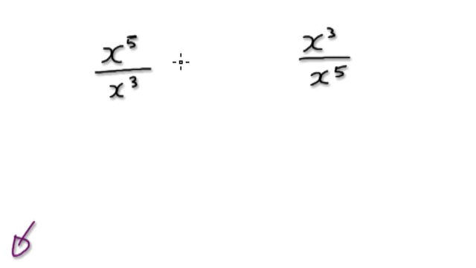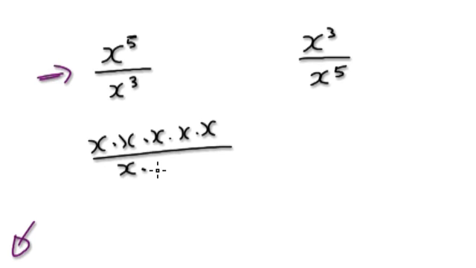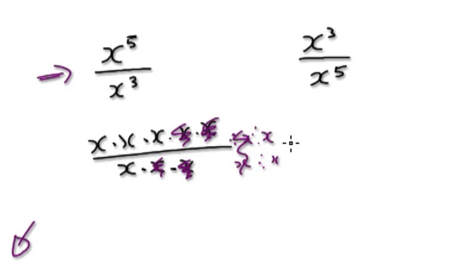Okay, this here, well, you can imagine this as x times x times x times x times x. And then at the bottom it will be x times x times x, and then you divide top and bottom here by x. So these two will go, and then divide top and bottom again by x, and then these two will go, and then divide top and bottom again by x, and then these two will go, and then what you will have left will be x squared over 1.